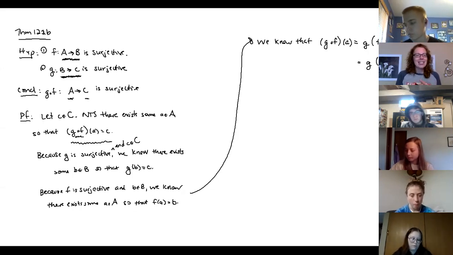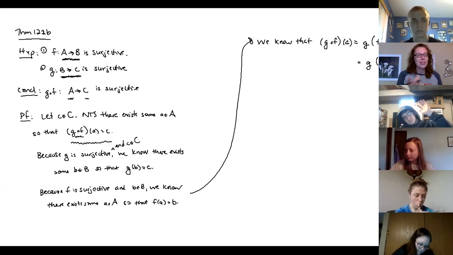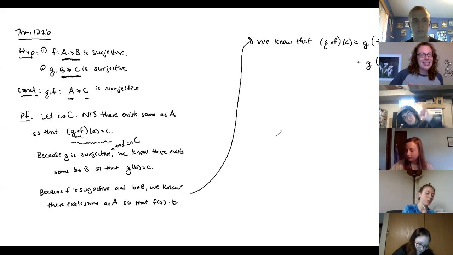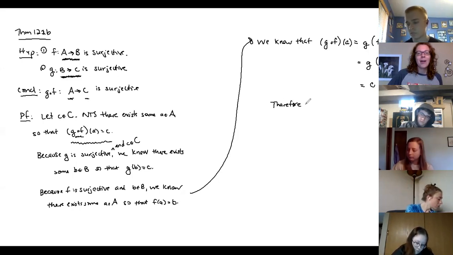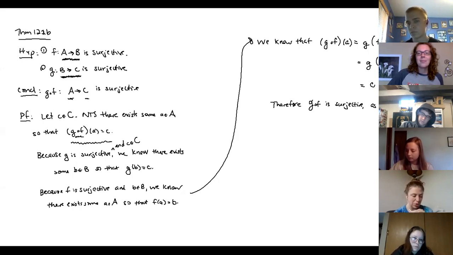Somebody else besides Alyssa, anything I can do with that equation to hopefully get where I want to? Grant. G of b equals c. That is equal to c. Yes, that's equal to c. That's what I want. That's my right-hand side. And so we can say, therefore, G circle F is surjective, as desired. Yay.